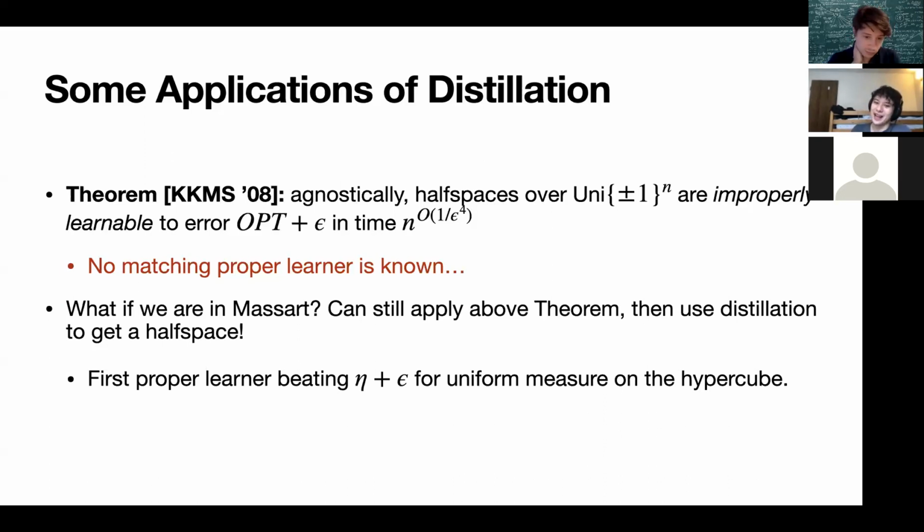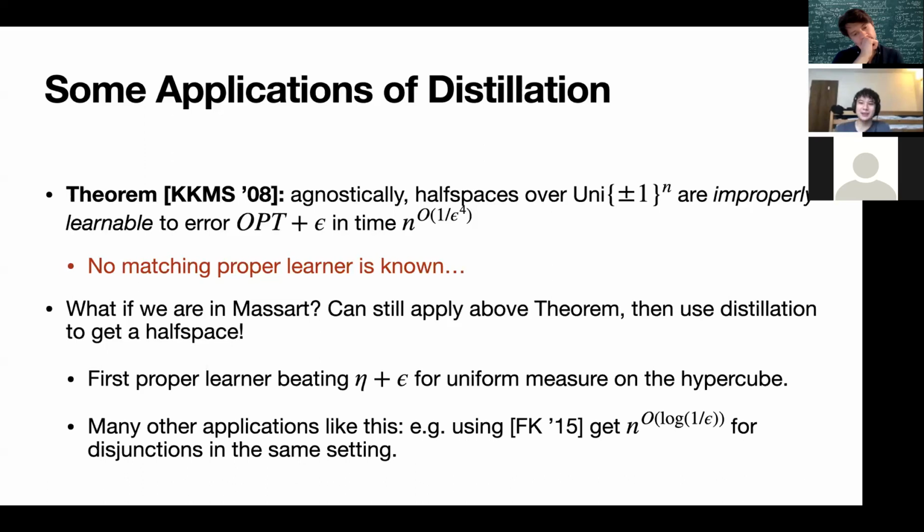There wasn't really anything known about proper learning for this setting, uniform on the hypercube, before. Interesting, because we knew about uniform on the sphere, and the hypercube doesn't look so different, but we had nothing for this before. Here, the previous algorithm we just presented got eta plus epsilon. Now, using the KKMS result, we can get all the way to OPT plus epsilon. And there are many other applications of this. Basically, we use results from agnostic learning that cannot be made proper as far as we know, and in the Massart setting we get a bunch of new results. For disjunctions, you get a similar result, but with a much better dependence.